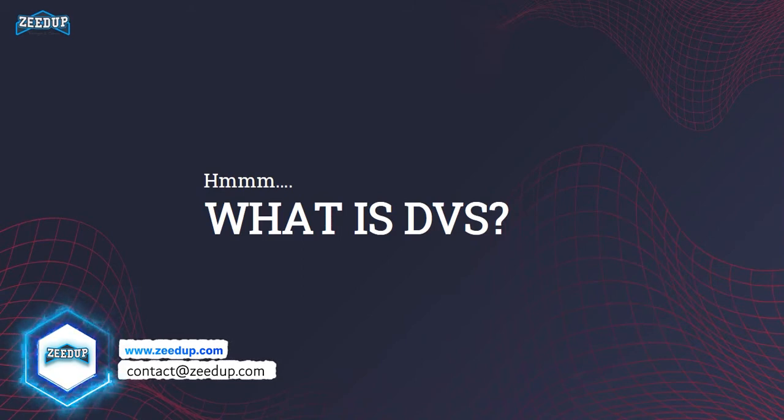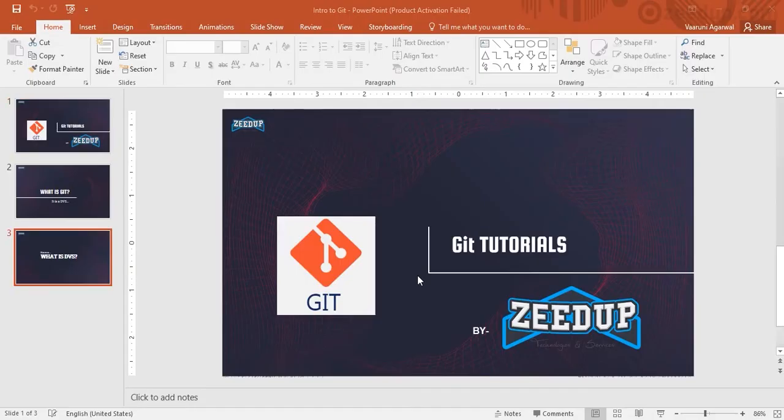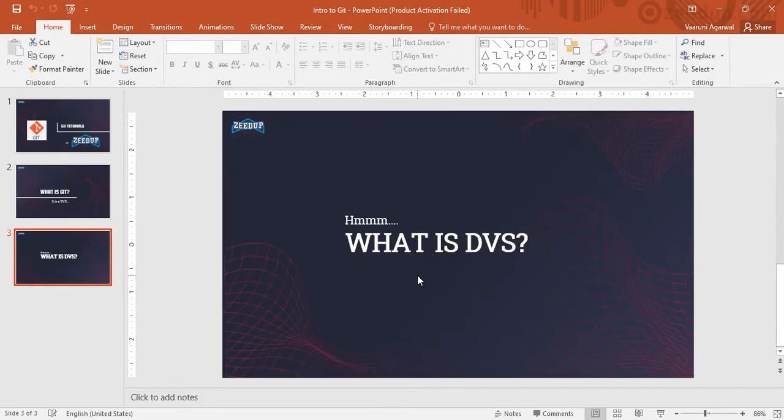So this is what Git is. This is the basic introduction to Git. And in this tutorial, we would be looking at exactly this: what is Git? We have already seen. How can we use Git? What are its advantages and what are its features?